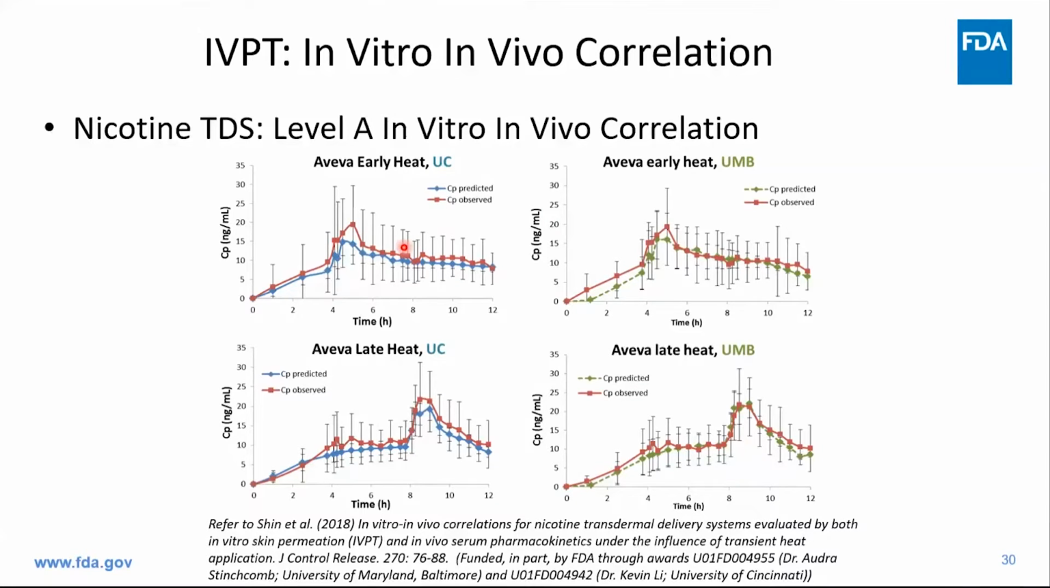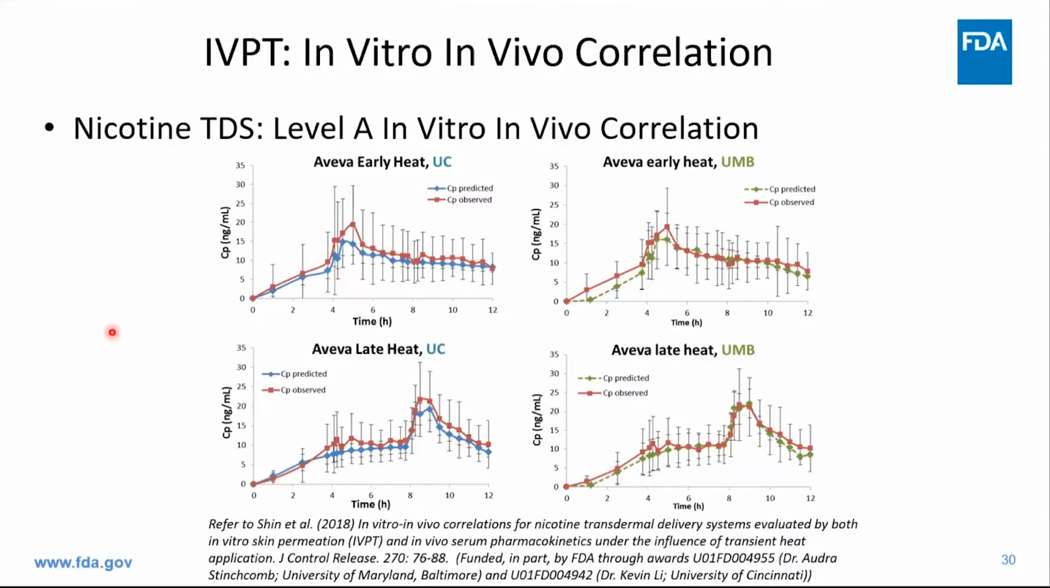What we see here on the left side is the data from prediction from the IVPT studies done at the University of Cincinnati and the IVPT studies done at the University of Maryland. And here what you see is at the top, the heat. There was some heat that was being applied because we wanted to understand the effective heat on the rate and extent to which drugs were delivered from these transdermal systems, in this case nicotine, whether the heat was applied early, as it is in the top panes, or whether it was applied later, as you see in the bottom panes. But it's really quite remarkable here that using a harmonized study design, it showed excellent in vitro, in vivo correlation.